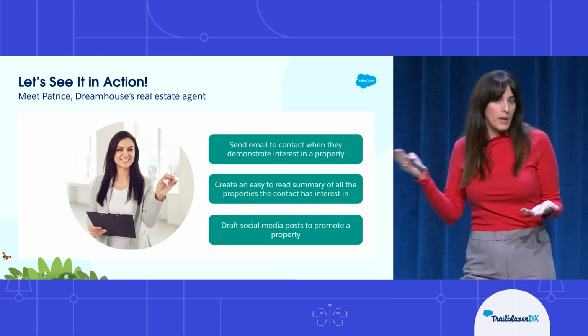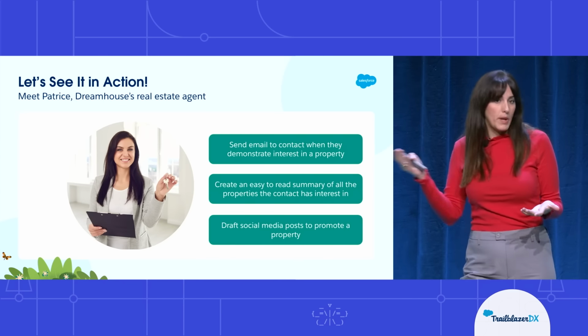And we're going to do that thanks to a sales email template. Second, we're going to use a field generation template to allow Patrice to generate a summary of all the properties a contact has interest in. And finally, we're going to use a flex template to allow Patrice to generate some social media posts for promoting a property. So let's get into it.